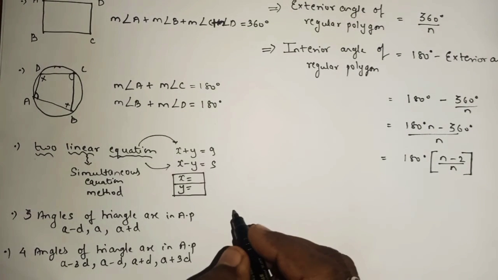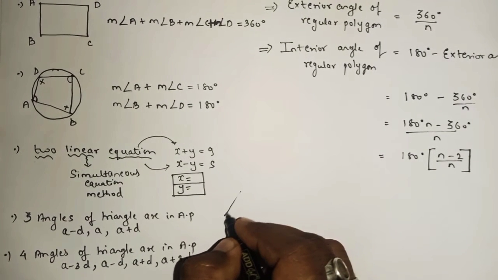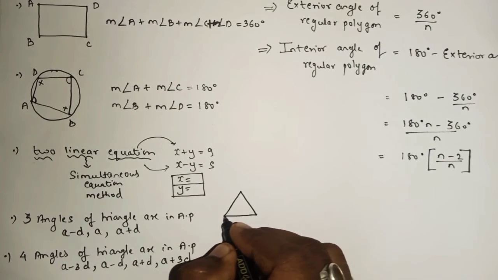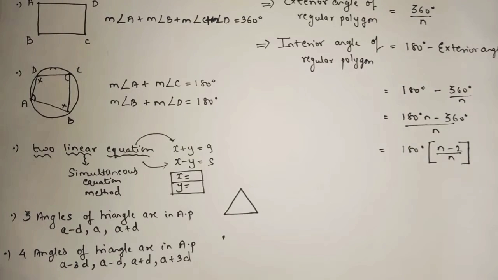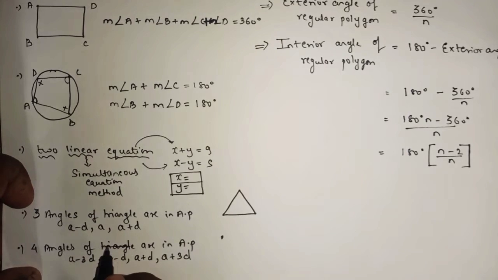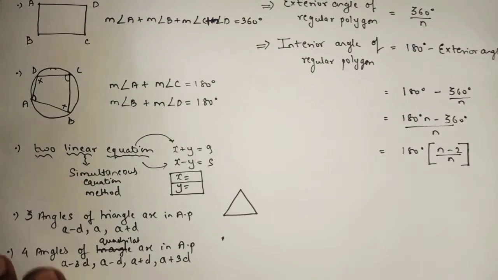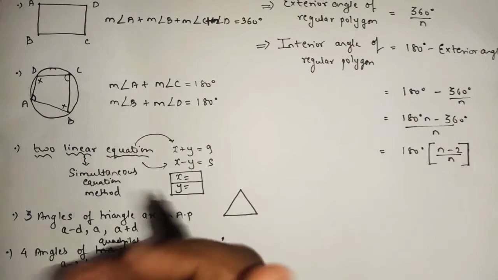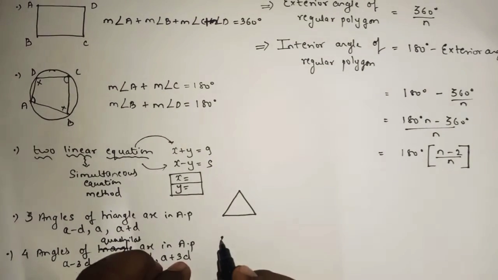Suppose there is one sum in the exercise where they will say the angles of a triangle, or sometimes they will say the four angles. Here it is not a triangle, it is a quadrilateral. So if in the statement sum they say that the three angles of the triangle are in AP, or sometimes they will say that the four angles of the quadrilateral are in AP.